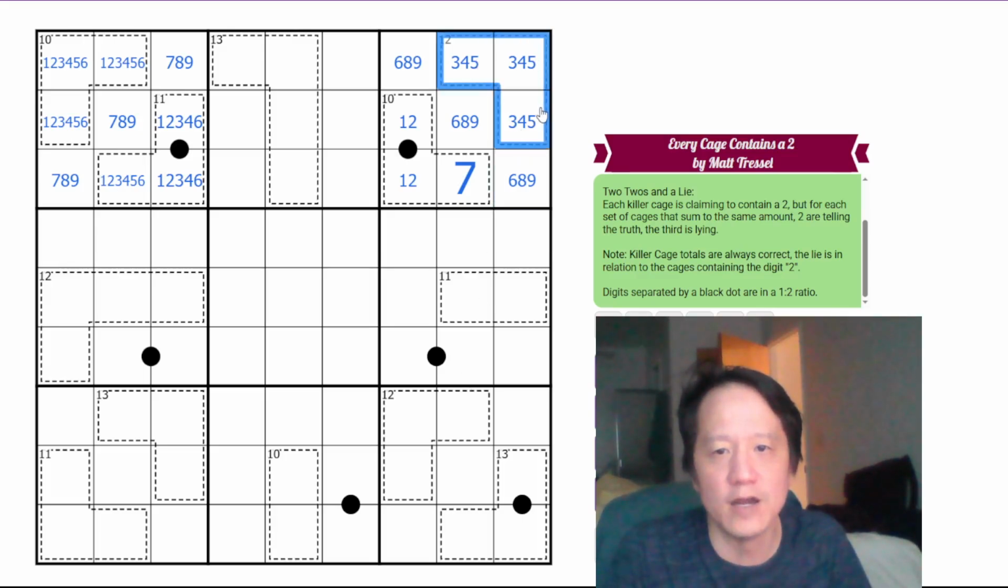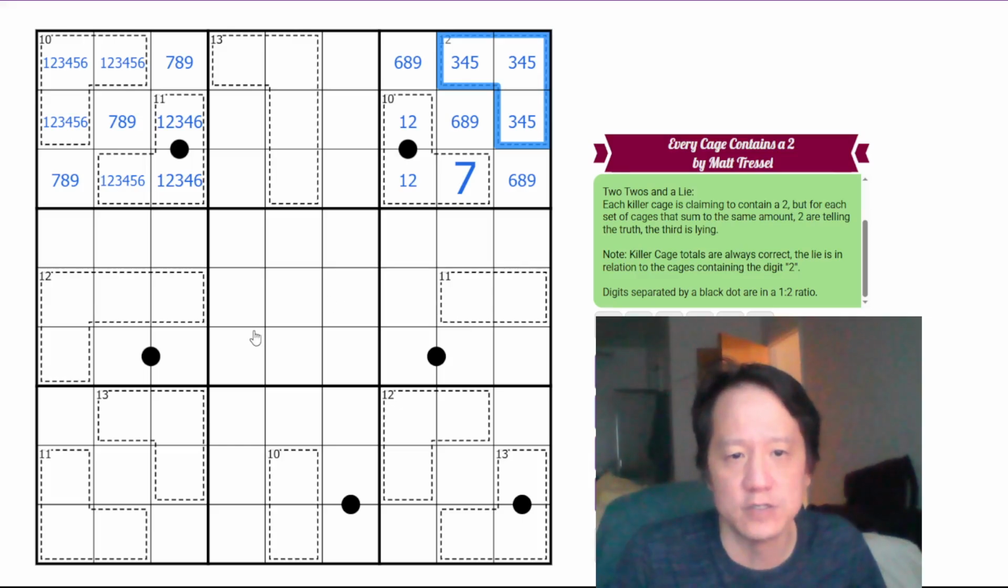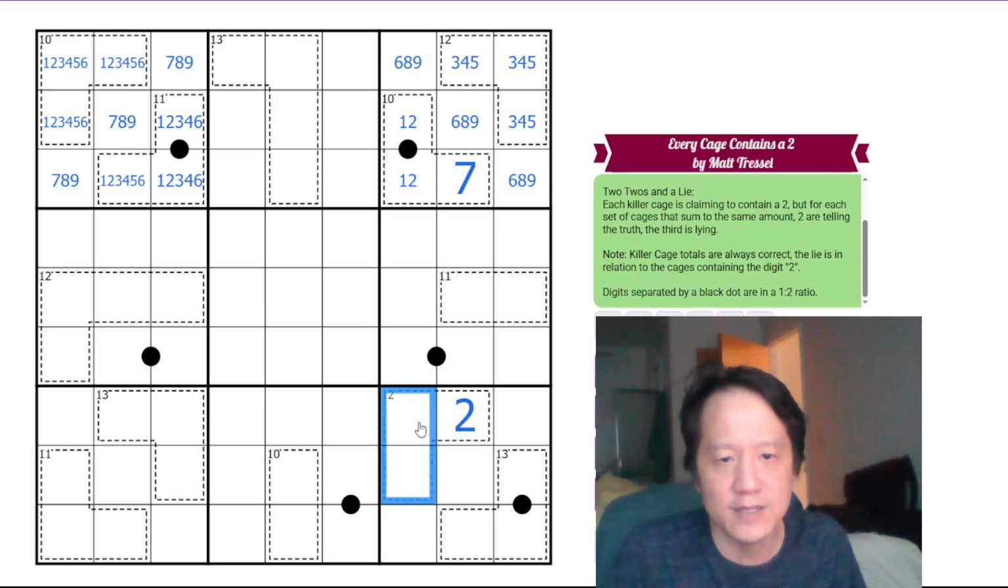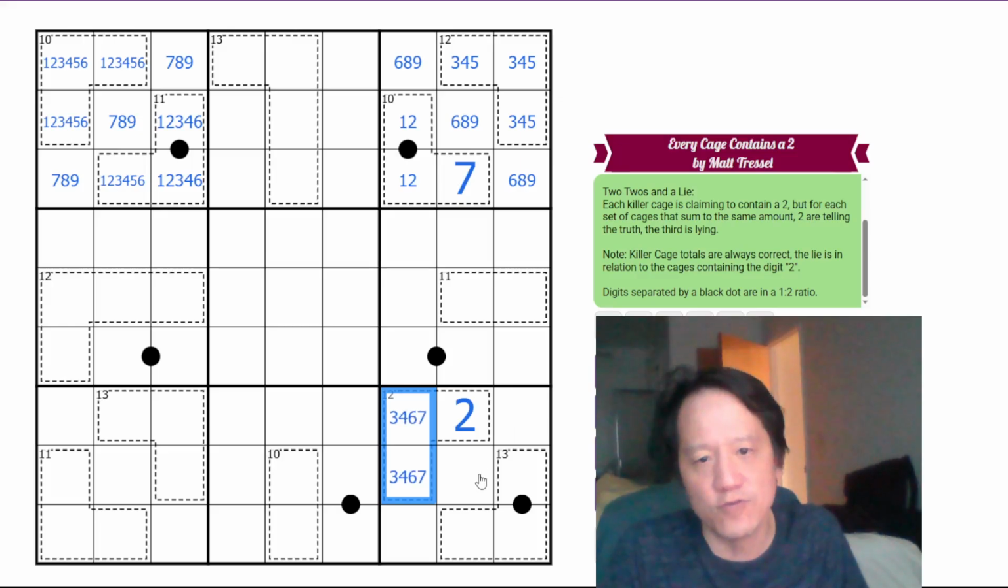Right? Because we have one cage of 12 that does not contain a 2. Therefore, the other 2 cages must contain a 2. So this must contain a 2. It cannot be here because of the 1, 2 pair in the column. So it must be here. So this is 2. And these 2 digits add up to 10. It cannot be 1, 9 because the 1, 2 pair eliminates 1, 9 from being there. It could be 3, 7 or 4, 6 here.